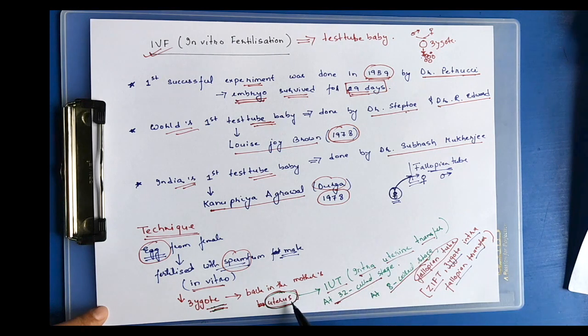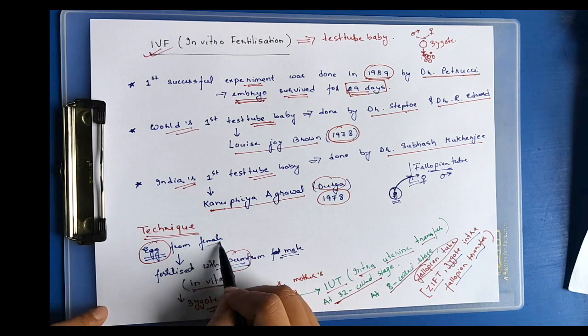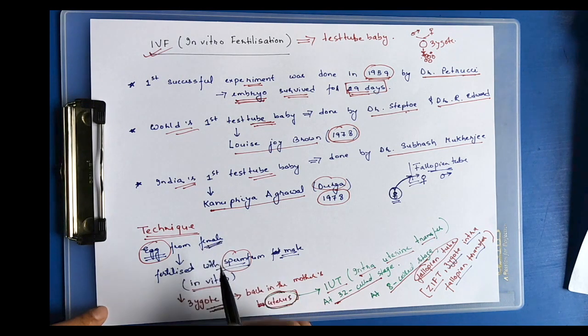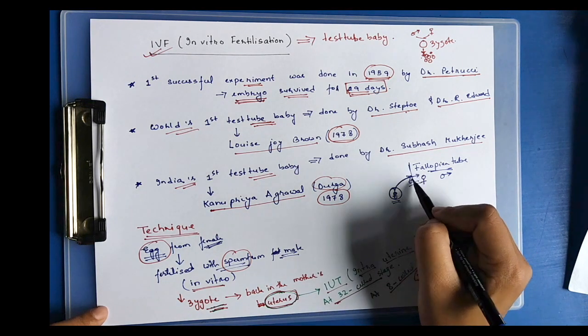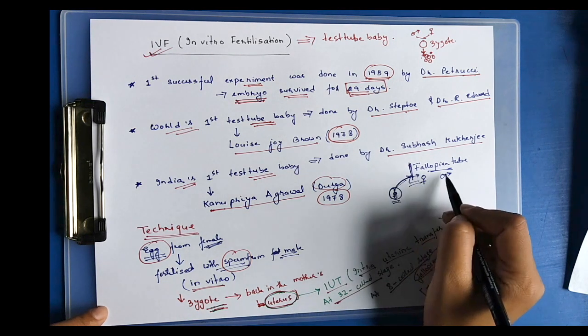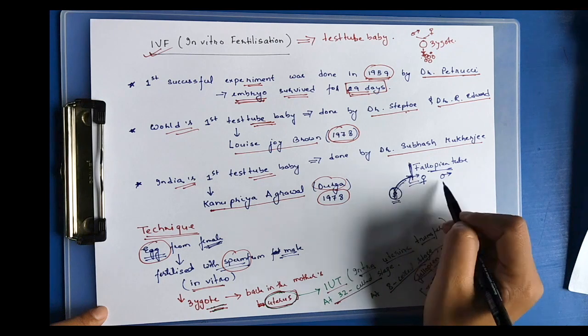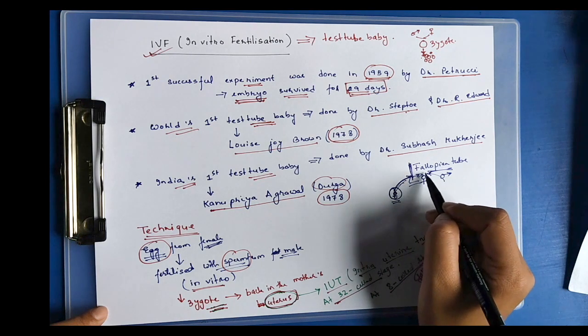After transferring the zygote back in the uterus or in the fallopian tubes, the development of the fetus will take place, the nourishment, everything will take place in the female's body. The normal process would take place. The only thing is that due to the blocking of the fallopian tubes, the egg and the sperm cannot fertilize.